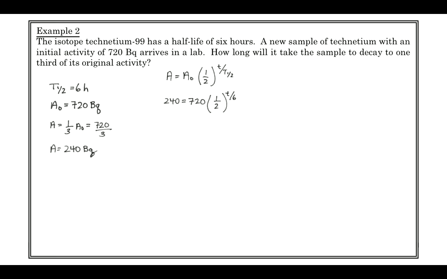We sub in our values, and we get to a problem. How am I going to find out what this exponent is? Because basically what I've got is 240 over 720 equals 1/2 to the power of t over 6. So really, I've got 1/3 is equal to 1/2 to the power of t over 6. How am I going to determine a number up here that's going to make this true? And this is very difficult.